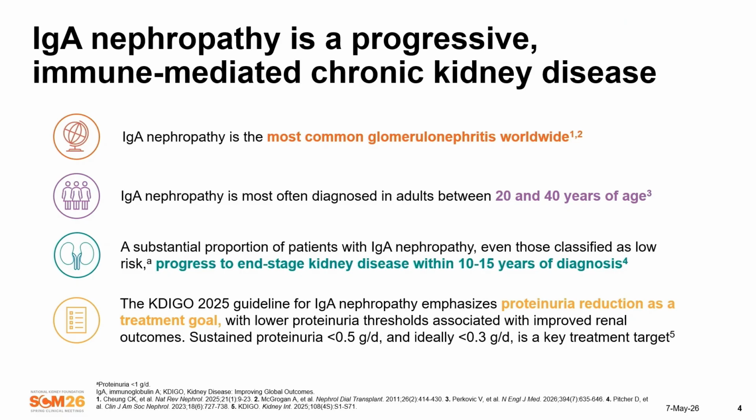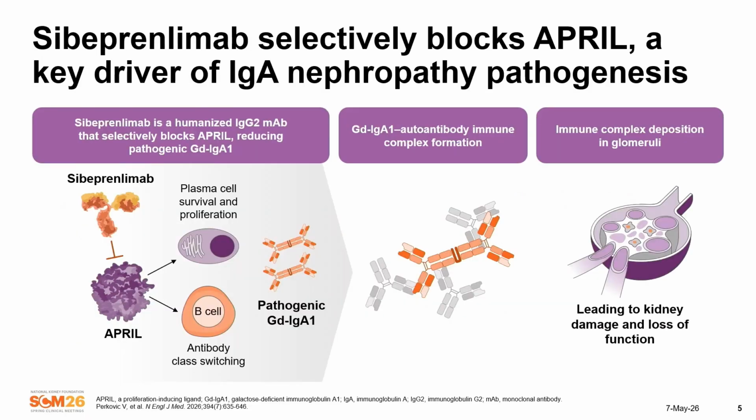Just a quick reminder, IgA nephropathy is the most common glomerular nephritis worldwide. It's often diagnosed in young adults between the ages of 20 and 40, and a substantial portion of patients will progress to end-stage kidney disease within 10 to 15 years of diagnosis. As I mentioned, the treatment guidelines based on the updated KDIGO really target a proteinuria reduction of less than 0.5 gram per day and ideally less than 0.3 gram per day as key treatment targets.